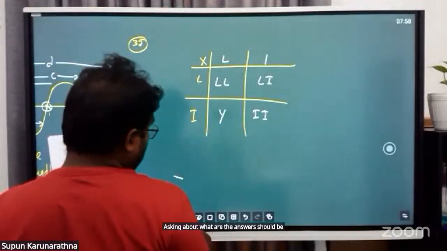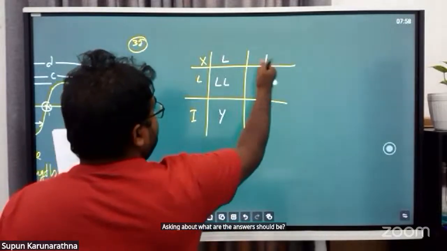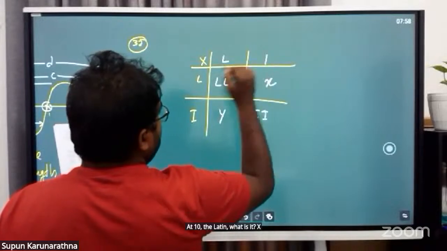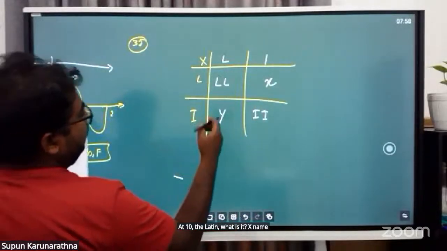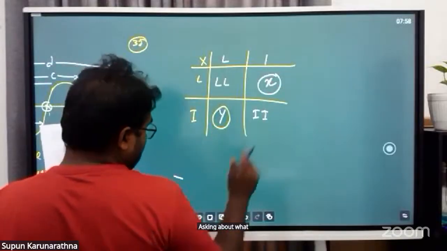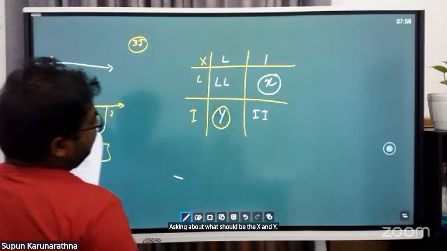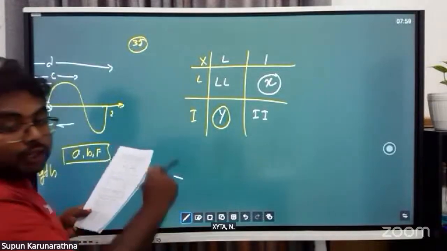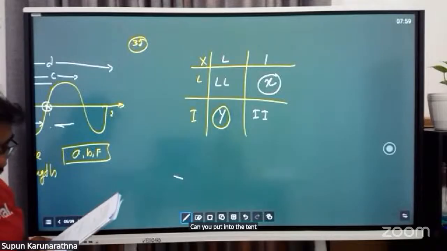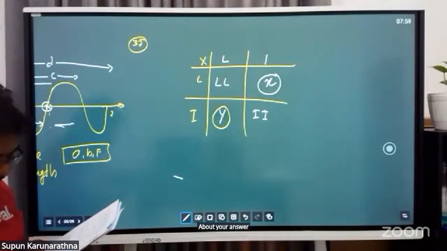Asking about what the answer should be. Here it is X, here is Y. Asking about what should be the X and Y. Yes, what do you think? You answer. Can you put your answer in the chat? X and Y, the possible answers.